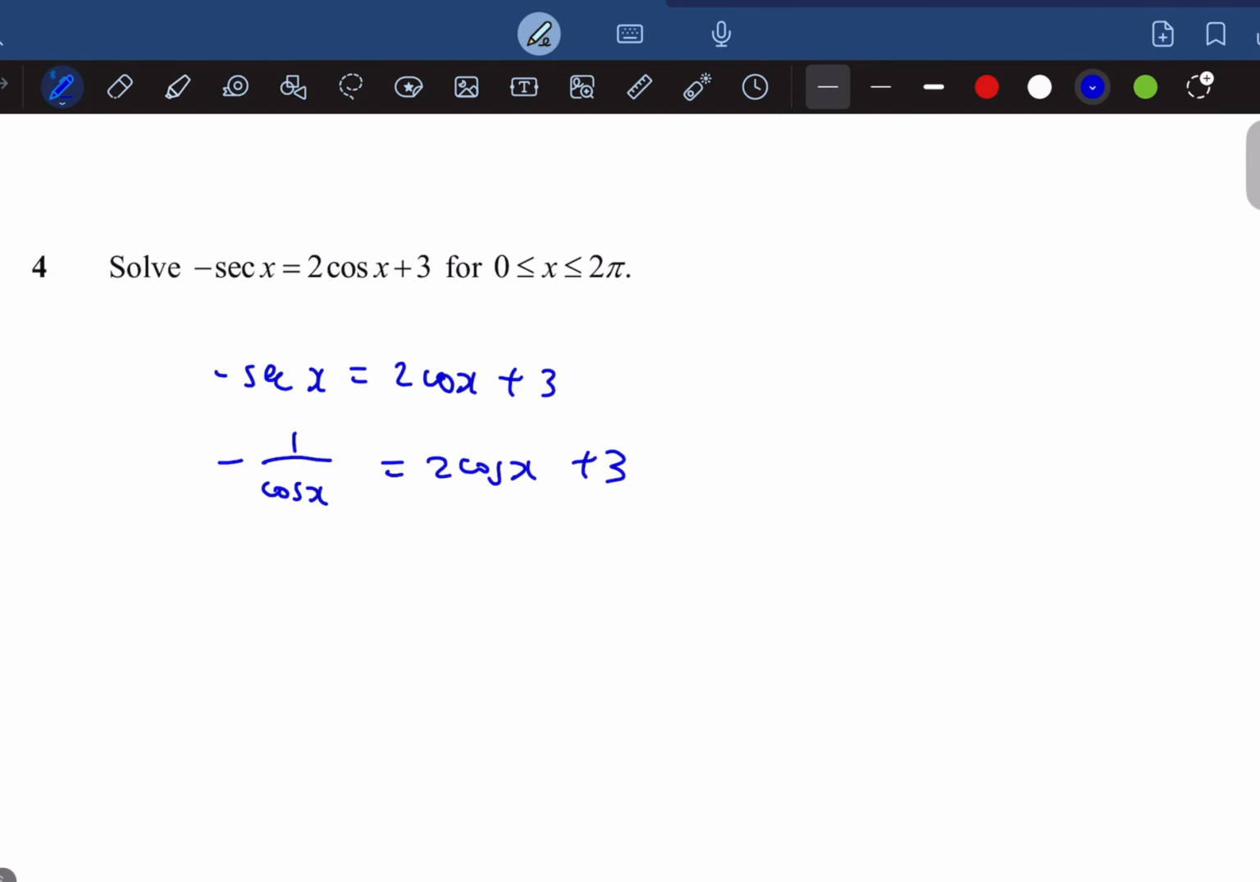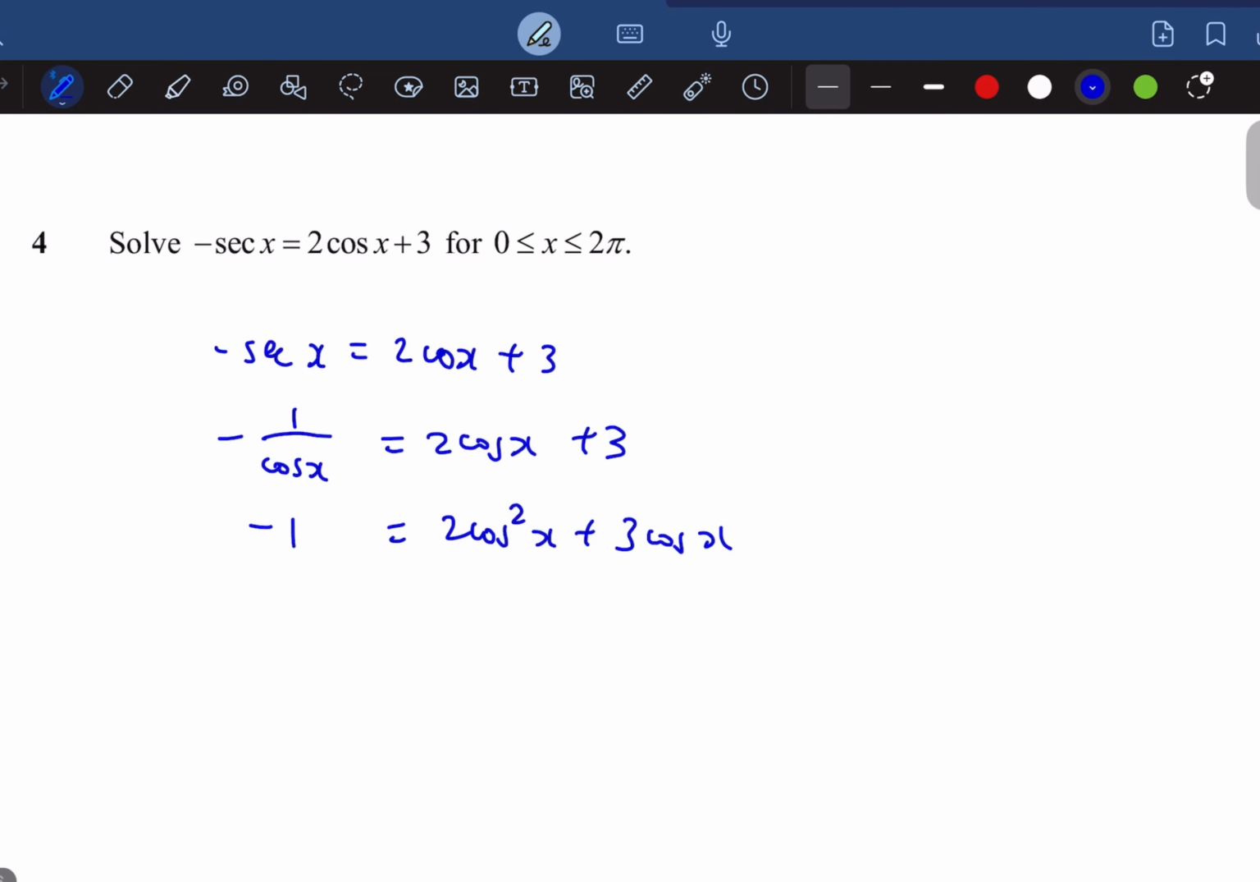So you can see now all is in cosine, but we have a fraction. In math, okay, where we are solving equations, whether it is E or A, we will try to make sure that we don't work with fractions. We will resolve the fraction, then continue solving. So I'll multiply by cosine x on both sides. Okay, so it becomes -1 equals to 2 cosine squared x plus 3 cosine x. Then because it's squared, we have to make it equal 0. So it becomes 2 cosine squared x plus 3 cosine x plus 1 equals 0.